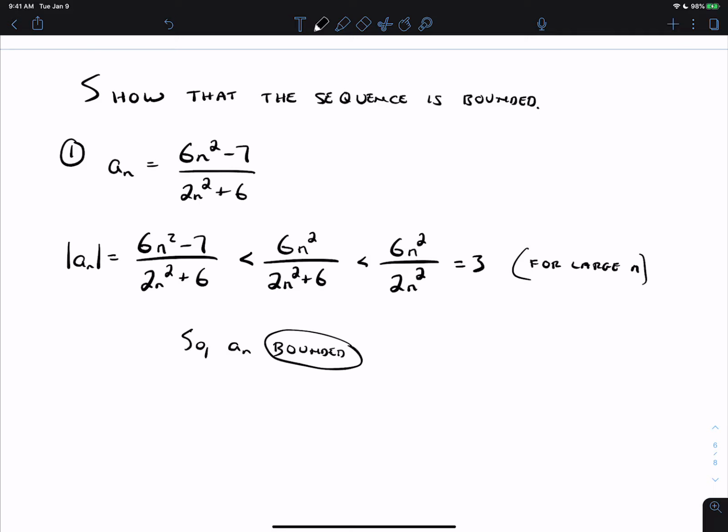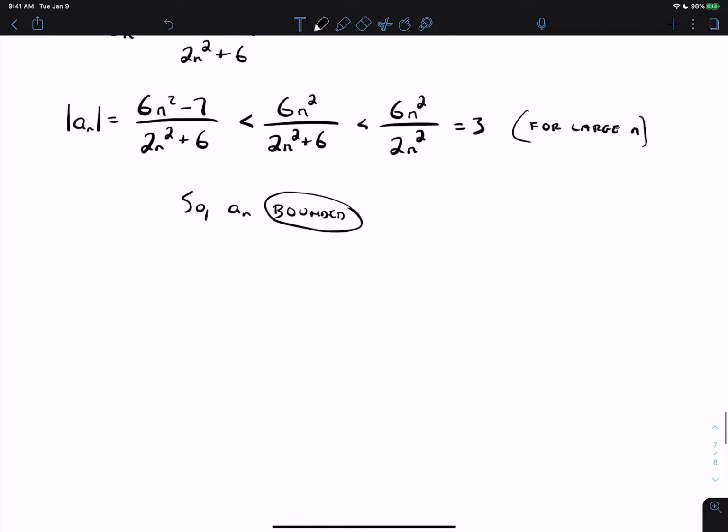Again, this is not a unique answer. If it's bounded above by 3, it's also bounded above by 7 and 8 and 9 and anything else above 3. If it's bounded below by negative 3, it's also bounded below by negative 4.